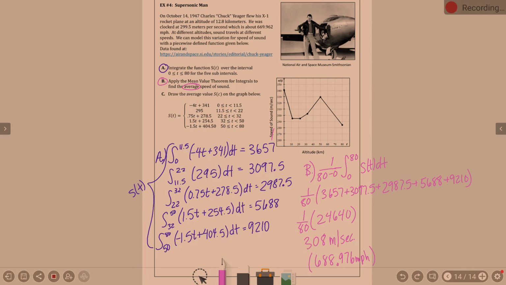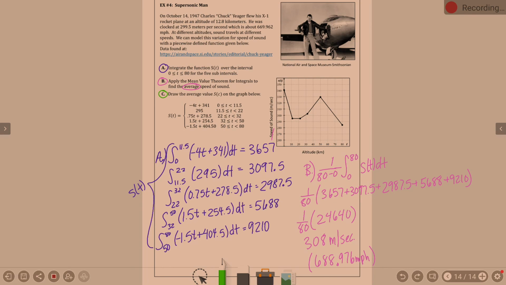It just said apply it to find the average speed of sound. It's really weird that meters per second is M over S and miles per hour is not M over H. It can be M over H. It's just not how we traditionally write it, as MPH, yeah.